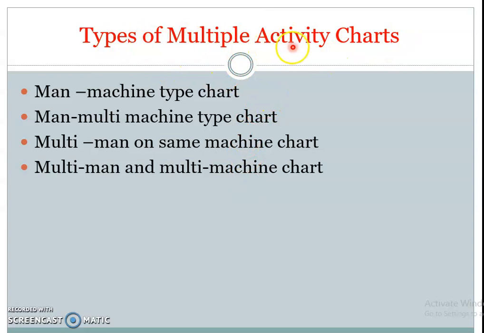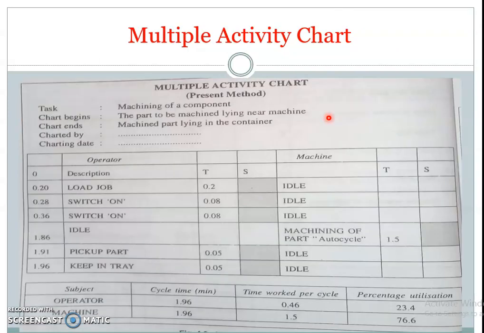There are various types of multiple activity charts based on the interrelationship: man machine type chart, one man one machine type chart, one man multi machines type chart, multi man on the same machine chart, and multi man and multi machine chart. Depending upon the number, these charts are classified. Here let us have an example of a multiple activity chart, but before that, let us have some guidelines about the construction of these charts.